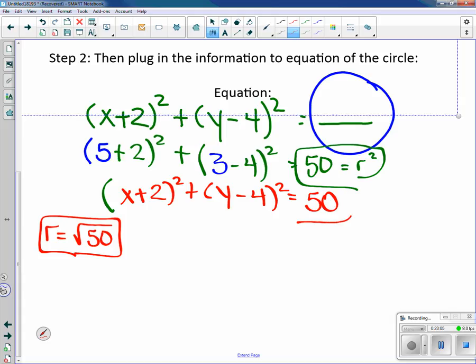This is the equation of the circle. If they would have asked you for the radius, then you would have to square root. No, it would just be that. All right, we're going to try one. Yes. Always. All right.